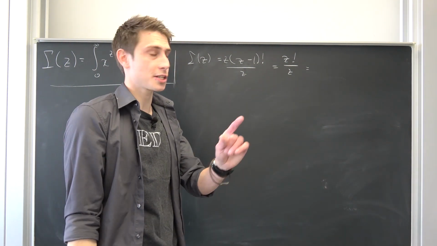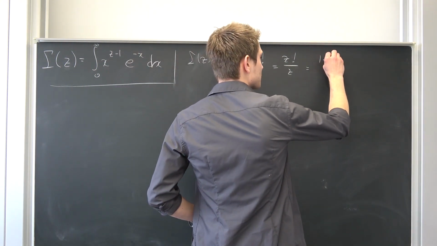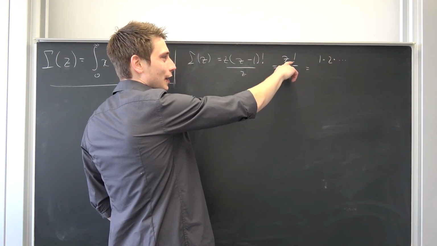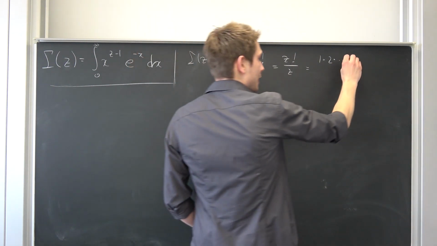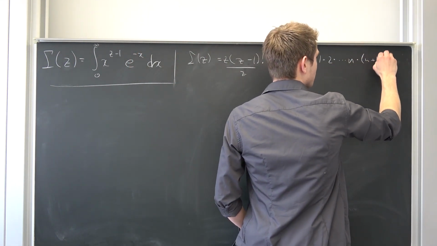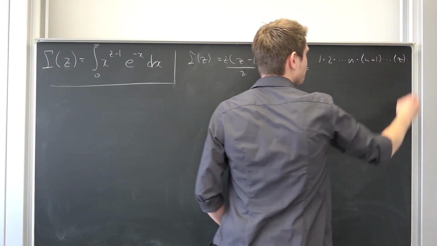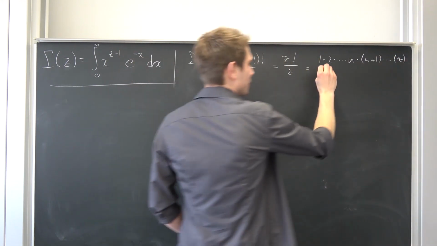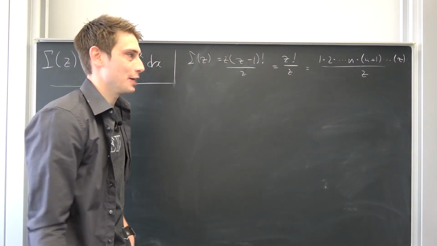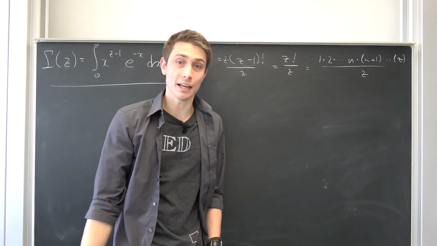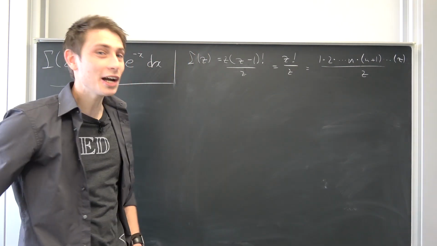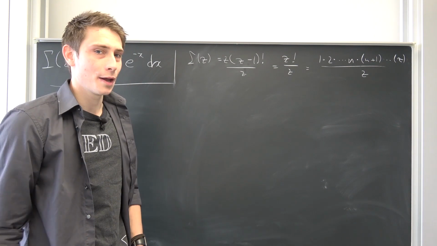I want to make a little stop in between. That's nothing but 1 times 2 times dot, dot, dot, up until some strictly less than z integer n, times n plus 1, then up until z, over z. Okay, this is what we have right now. But we are definitely not done yet. We're going to continue this playing around a little bit.